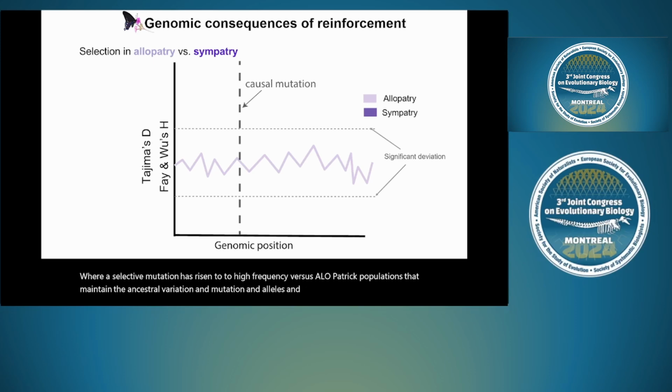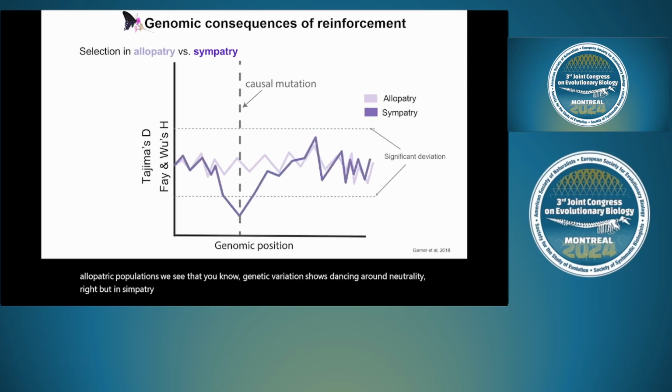And so we might expect that in these allopatric populations, genetic variation shows dancing around neutrality, right? But in sympatry, where these novel mutations have swept, hopefully due to selection, we would see some sort of deviation from neutrality, right? It's a beautiful little contrast here. So here, some summary stats: Tajima's D, Fay and Wu's H, you pick whatever you want out of your hat, and hopefully you'll see a signature. So since we had these 50 to 80,000 base pairs surrounding this causal mutation, we started doing some sliding windows to see what does this variation look like.